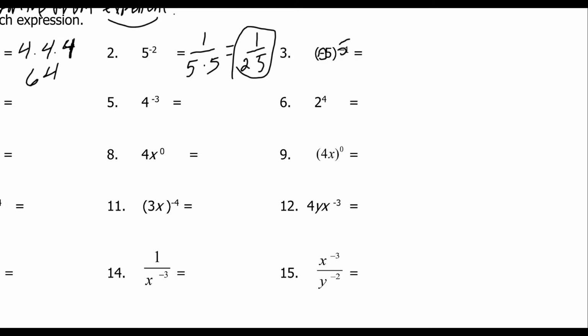Alright, so number 3. What we're going to do with number 3 is we've got this negative right here, so that means we're going to go 1 over negative 5. And there's that.